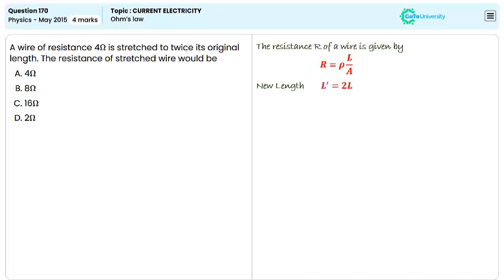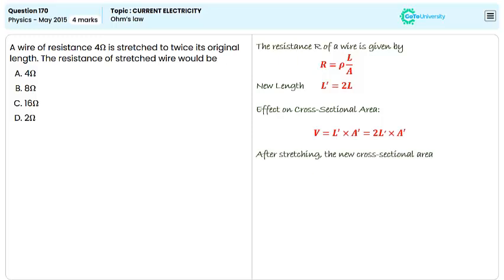Since the volume of the wire remains constant, the product of length and cross-sectional area remains the same. Initially, the volume is V is equal to LA. After stretching, the new cross-sectional area A dash will become A by 2.